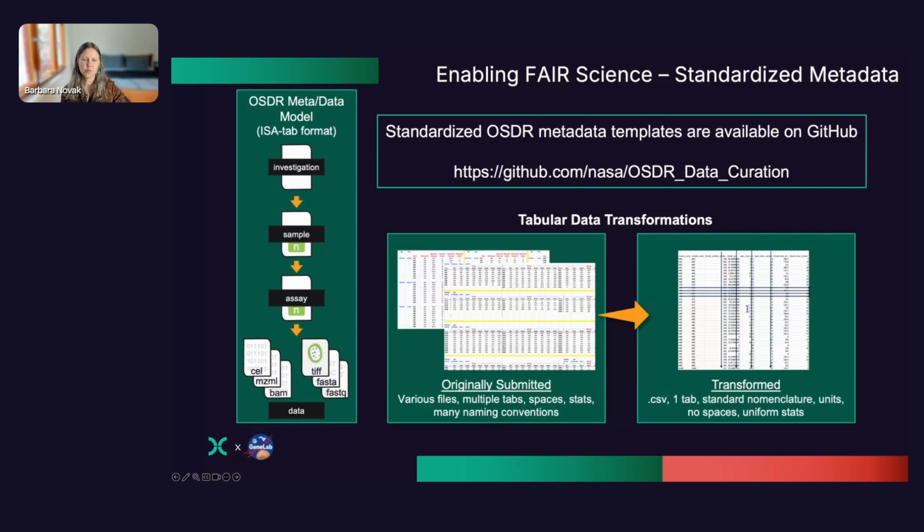And so all of the originally submitted data comes in various files, multiple tables, non-standard characters, non-standard naming conventions, and our curators transform that into comma-separated files with single tables, standard nomenclature, standard units, no spaces, uniform statistics, to make that data standard and interoperable across studies.